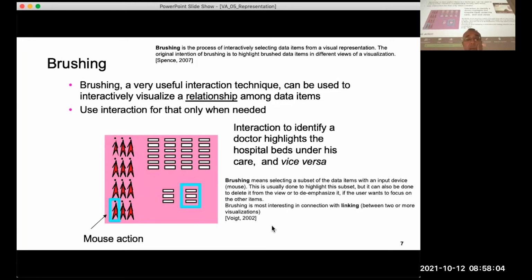It has been defined by Vogt in 2002, or a little bit before by Spence, emphasizing that the purpose of brushing is to connect different views. We will see that several times, and I will show you that a typical InfoVis solution or visual analytics solution is composed of different views, 2, 3, 4, 5 of them. And with brushing and linking, you can discover how the same data is represented in different views. And this is a very powerful means of analysis. So brushing is one of the basic interaction techniques that you can use.